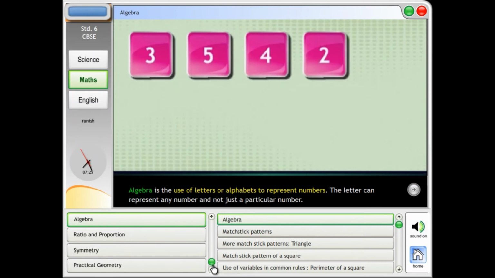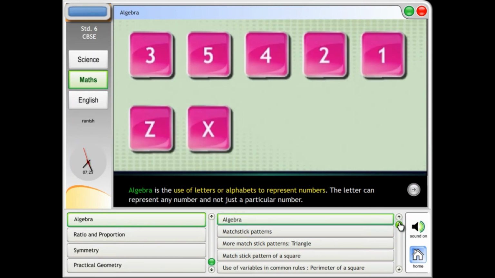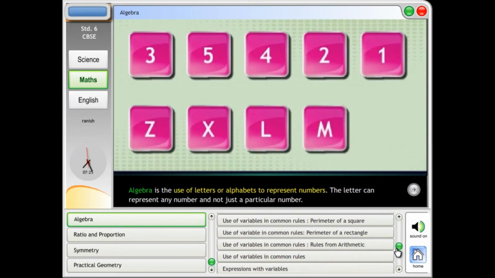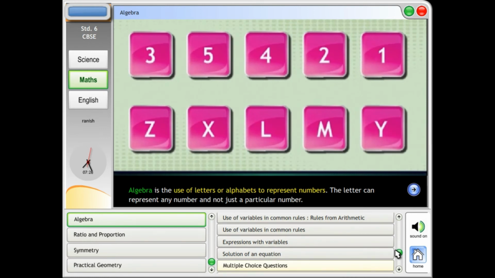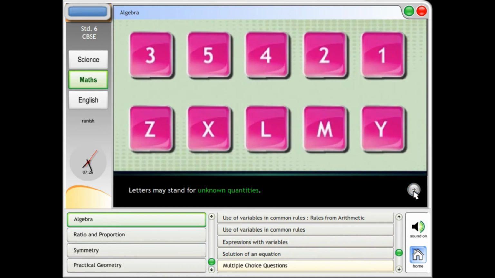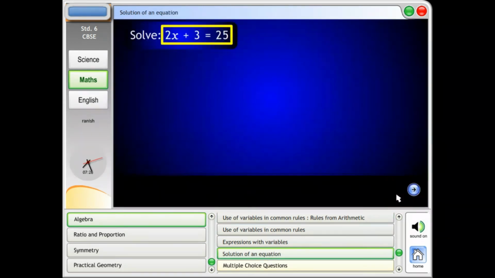Algebra. Algebra is the use of letters or alphabets to represent numbers. The letter can represent any number and not just a particular number. Letters may stand for unknown quantities. Solution of an equation. Solve 2x plus, and find the solution.